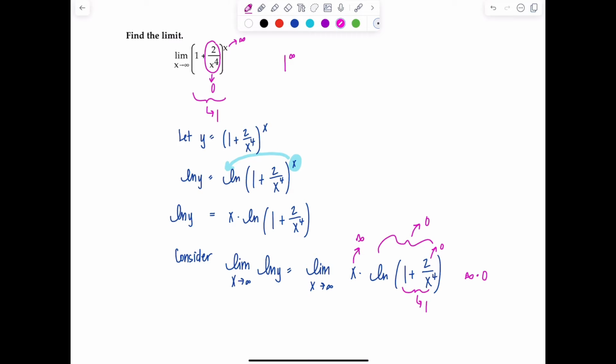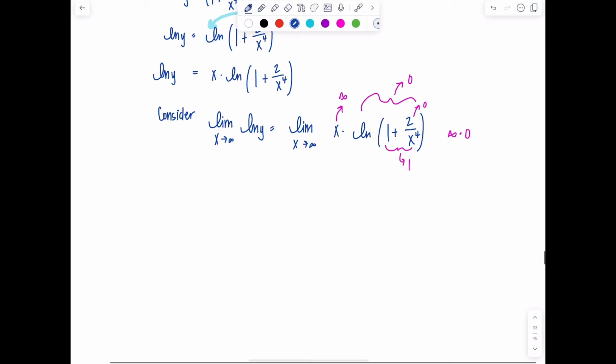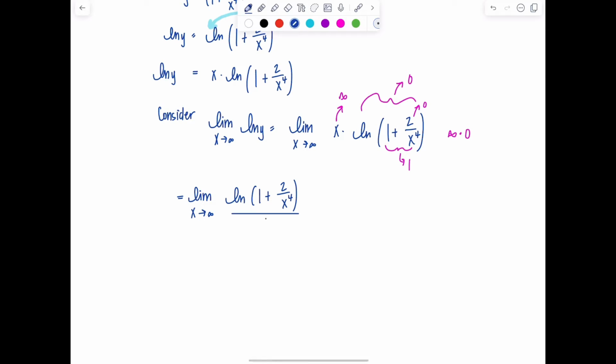I need to make a fraction somehow. If somebody needs to get flipped into the denominator, the easiest one to move is usually not the ln. Usually I move this little guy. So if I flip x into the denominator, it's going to become 1 over x. So I have the limit as x goes to infinity of natural log of 1 plus 2 over x to the 4th over 1 over x. That's the same thing that I had written earlier. Dividing by 1 over x is the same thing as multiplying by the reciprocal, x over 1, which is what I had earlier. But why am I doing this weird little maneuver?